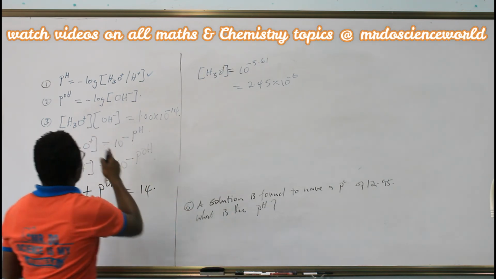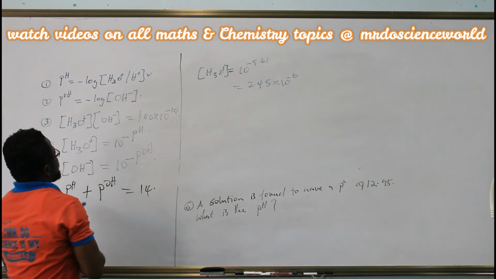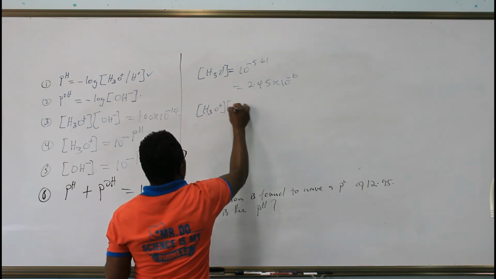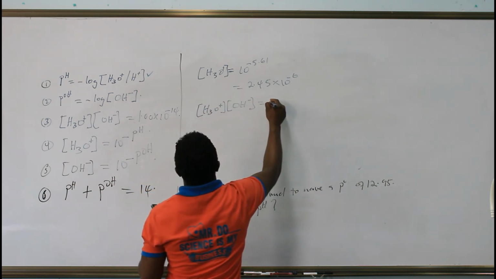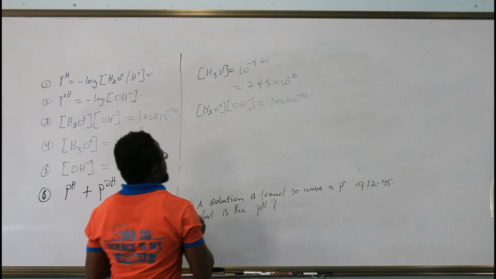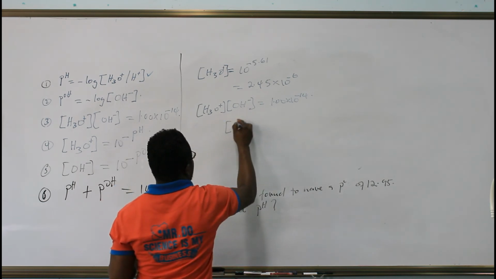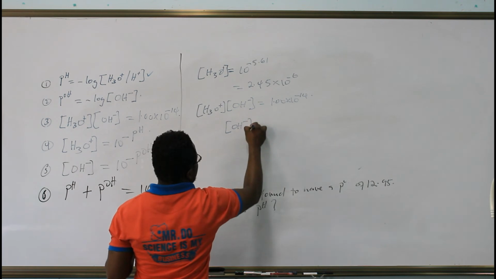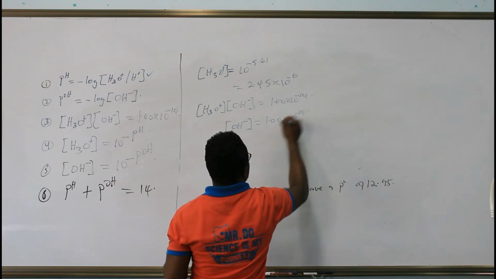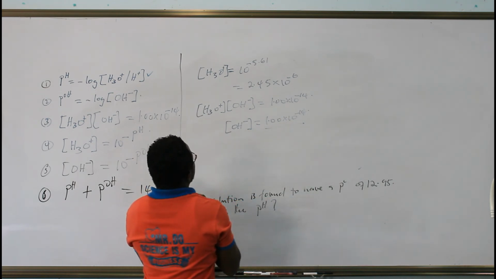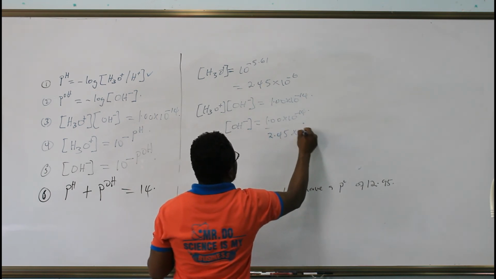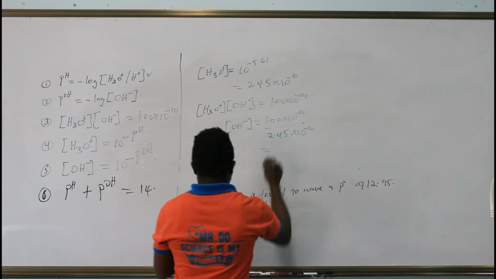So we are going to now use formula number 3, which is the concentration of H3O+ multiplied by the concentration of OH- equals 1.00 times 10 exponent negative 14. What we want is the concentration of the OH-, which would therefore be 1.00 times 10 exponent negative 14 divided by the concentration we have calculated, 2.45 times 10 exponent negative 6. Let's see what we are going to have.